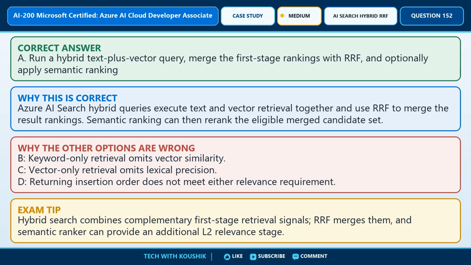Here is how to rule out the alternatives. B. Keyword-only retrieval omits vector similarity. C. Vector-only retrieval omits lexical precision. D. Returning insertion order does not meet either relevance requirement.